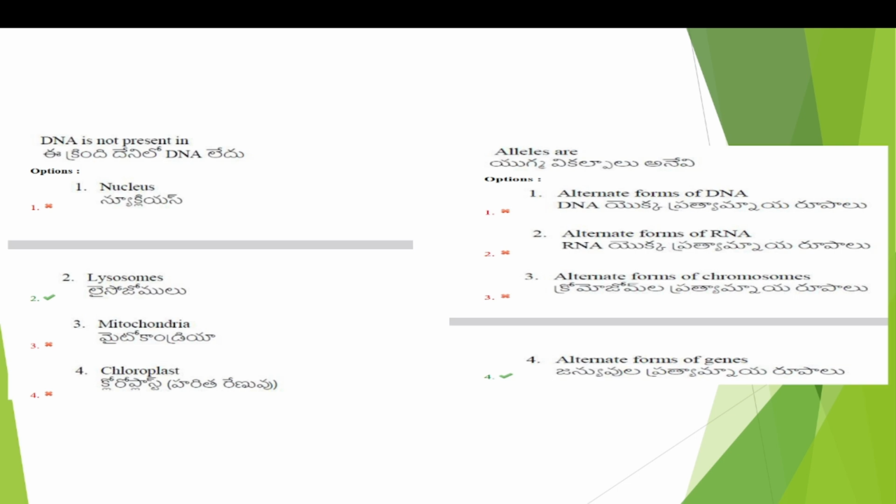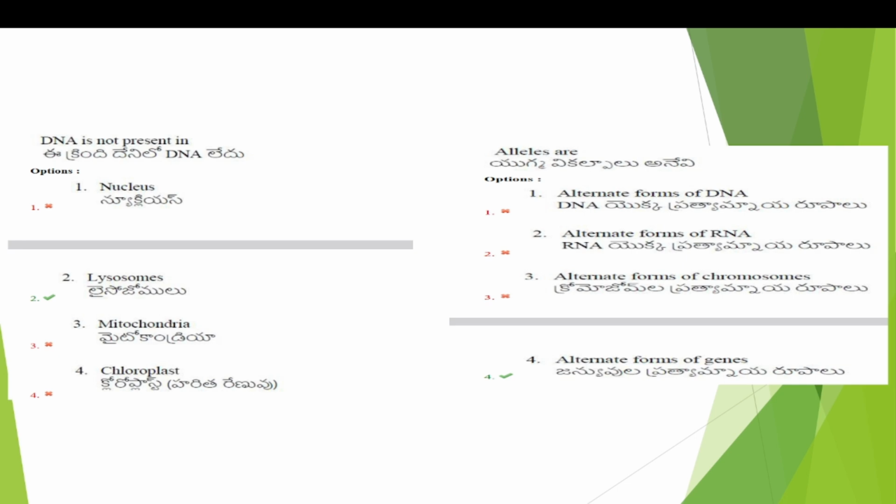Father's first chromosome, mother's first chromosome. Similarly, father's second chromosome, mother's second chromosome. Similarly, father's third chromosome and mother's third chromosome are called homologous chromosomes. In each homologous chromosome, two copies of a particular gene are present. Those two copies of a particular gene are called alleles. So alleles means alternative forms of a gene, and these gene copies are called alleles.